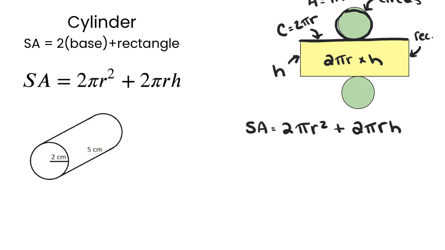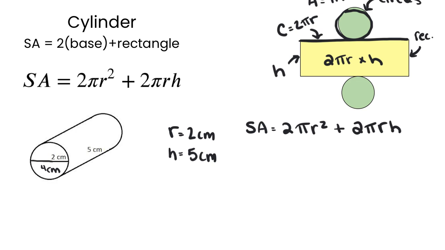The next thing we'll do is build a little legend of the information that we have. Our radius is 2 centimeters. Sometimes it'll give you the diameter, which is straight across. In this case, it would be 4 centimeters, and you just have to remember to take half of that. And the height or the length of our cylinder here is 5 centimeters.